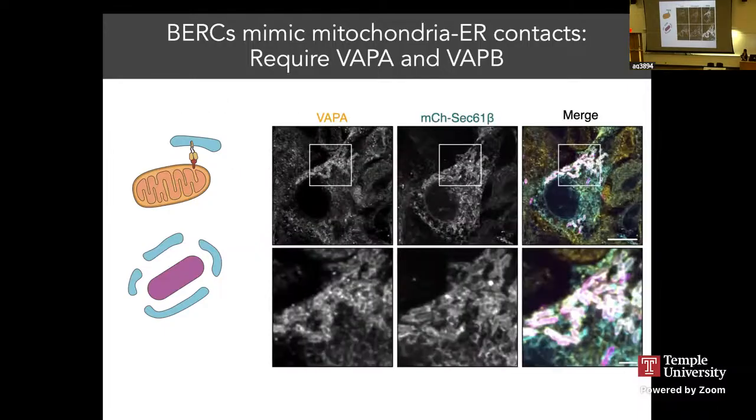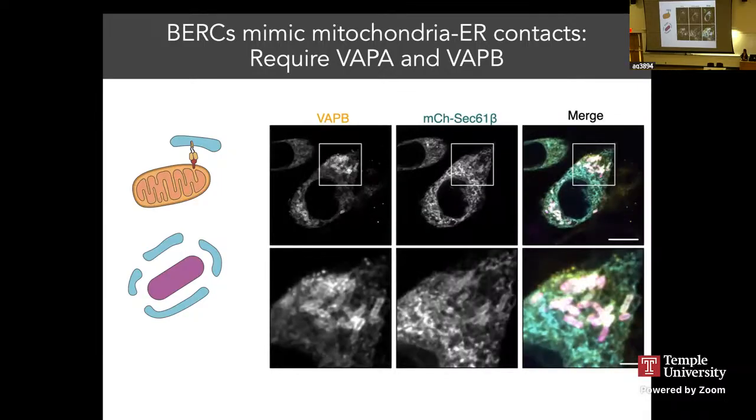This is looking at the endogenous protein. So she's using immunofluorescence here. And actually, I think maybe Patrick did this experiment looking at VAP-A. And you can see very clearly in the top and in the bottom rows, VAP-A is localized around the bacterium, where we're seeing co-localization with the ER as well. And we're seeing this not just with VAP-A, but we can also see this with VAP-B as well.